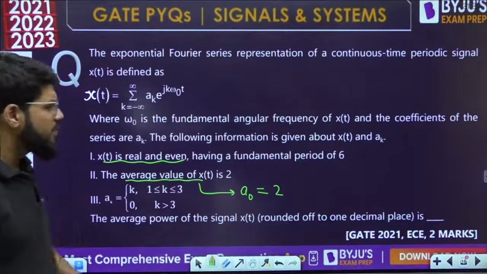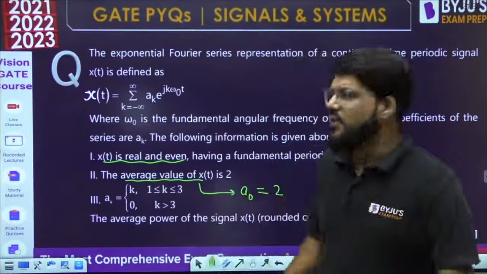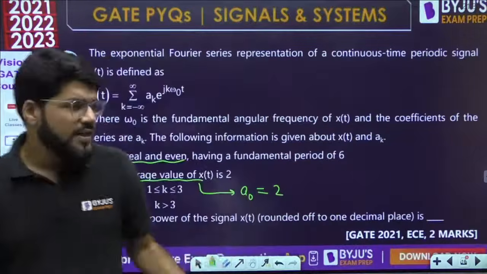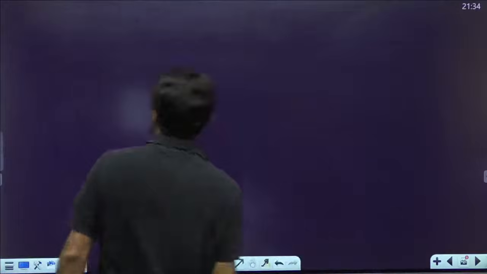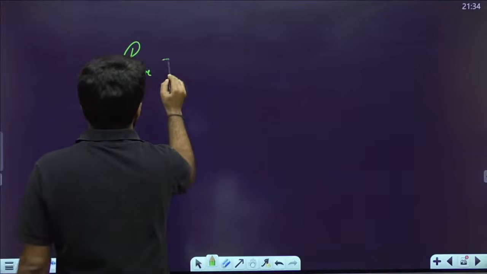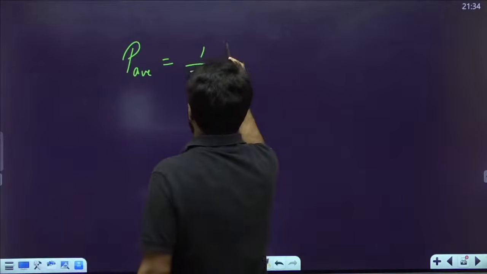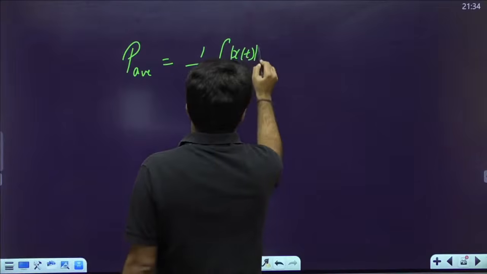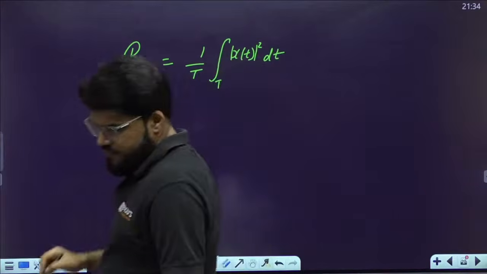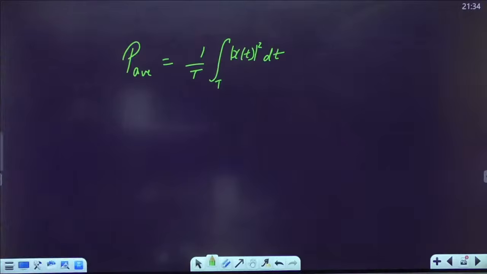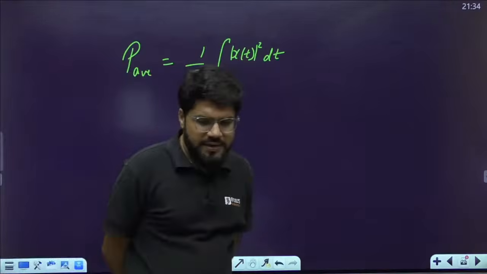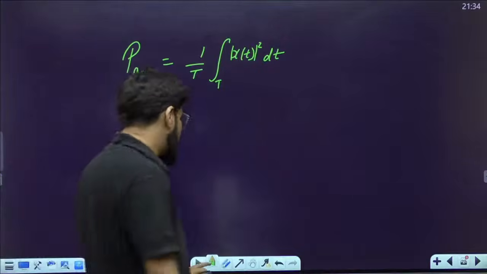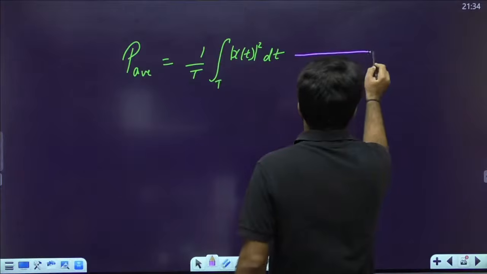Now, what is the average power of the signal? Ultimately, the question is taking you towards the power, towards the Parseval theorem. The average power of the signal is calculated by the basic formula: 1 upon T, integral over one time period of mod of x square T dt. This is one of the basic formulas. Energy in one time period divided by time period, ऐसा भी बोल सकते हैं. But eventually, applying the Parseval's theorem.